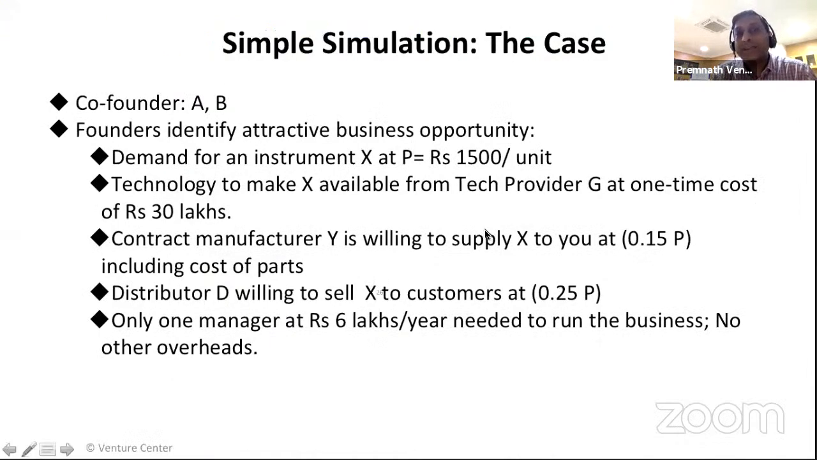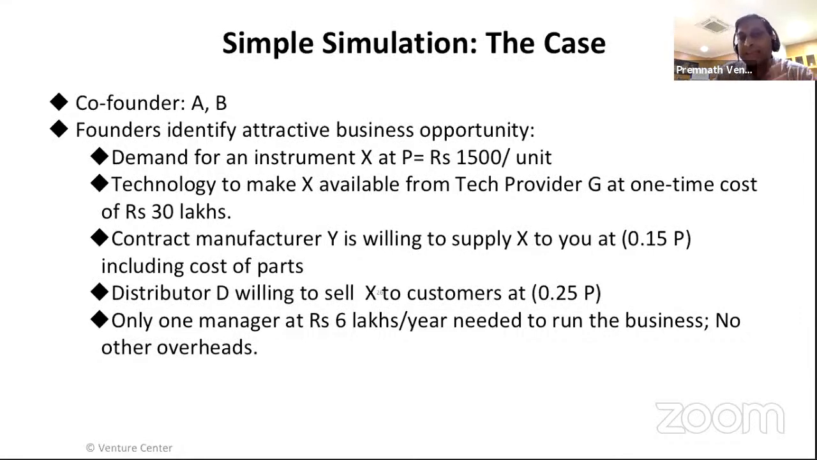So that's where we're going to do the simulation. Just summary numbers. We said the price of the instrument was 1,500 per unit. We said technology to make the hardware came at about a one-time cost of rupees 30 lakhs. Contract manufacturer Y was willing to supply at 15% of the eventual price, but he will state it as 225 rupees.